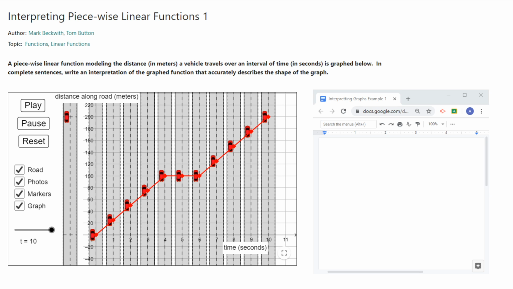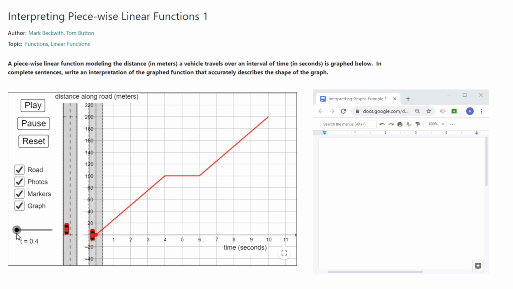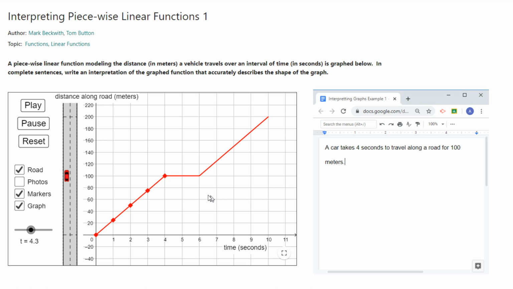Okay, so let's get over to our document where we can type in. And what we're going to say is, I'm going to jump back to this 1 to 4 seconds. Okay, so I'm going to get rid of these photos actually for a second. All right, so it looks to me that the car is traveling at a certain speed. It seems like it goes 100 meters in 4 seconds. So I'm going to go ahead and say that. I'm going to say a car takes 4 seconds to travel along a road for 100 meters.